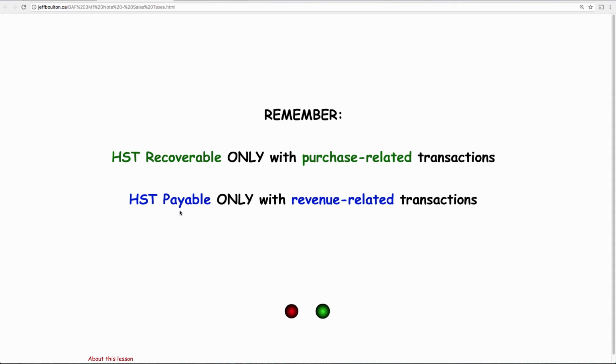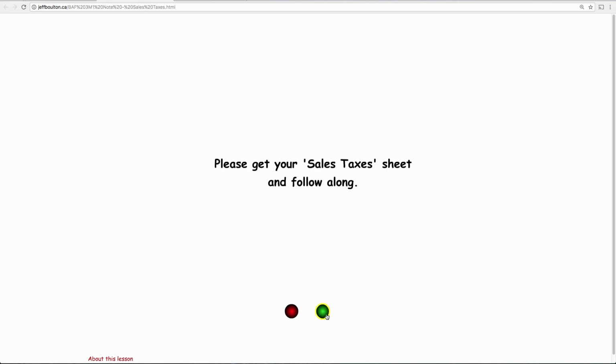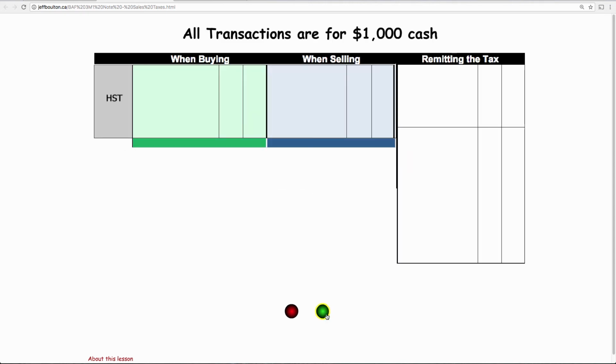Likewise here, your payable tax account is only going to appear when you have revenue related transactions. So either original revenue, so sales, or a sale return. It's still revenue related. It will only use the payable tax account. Got it? Here we go.